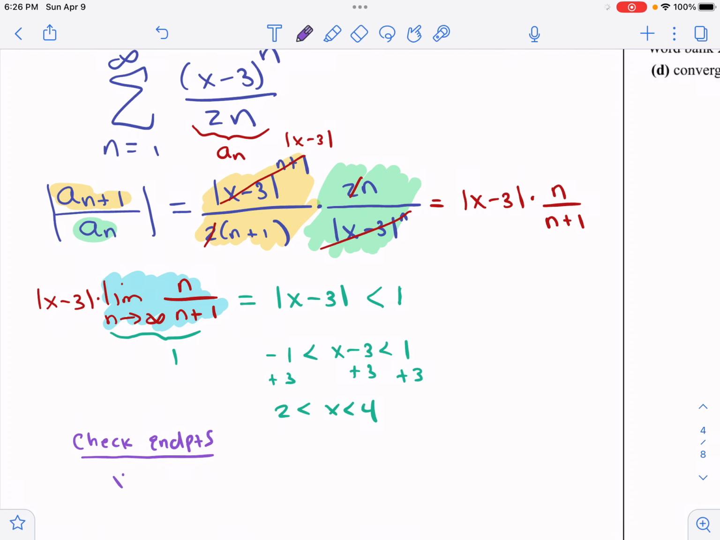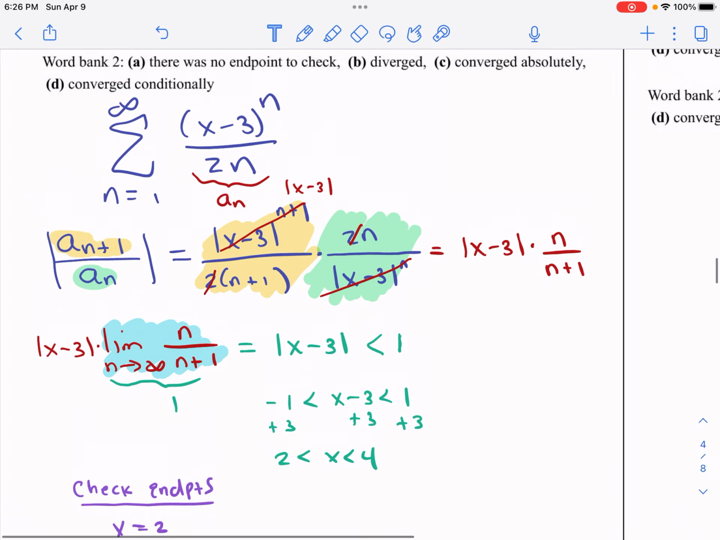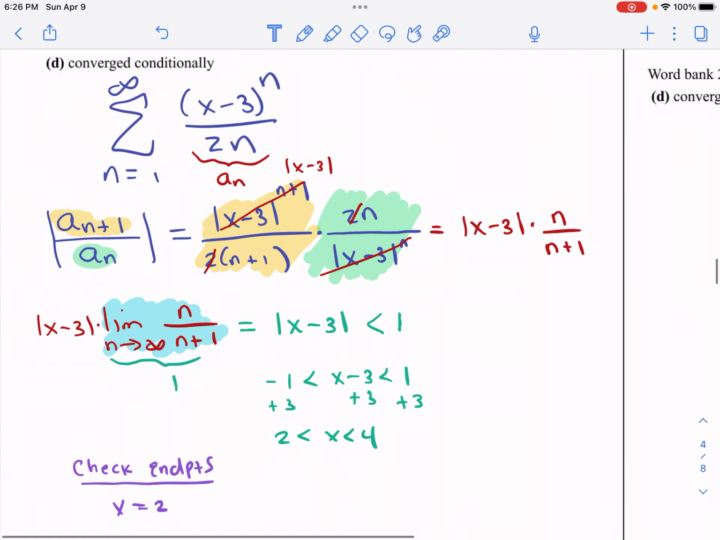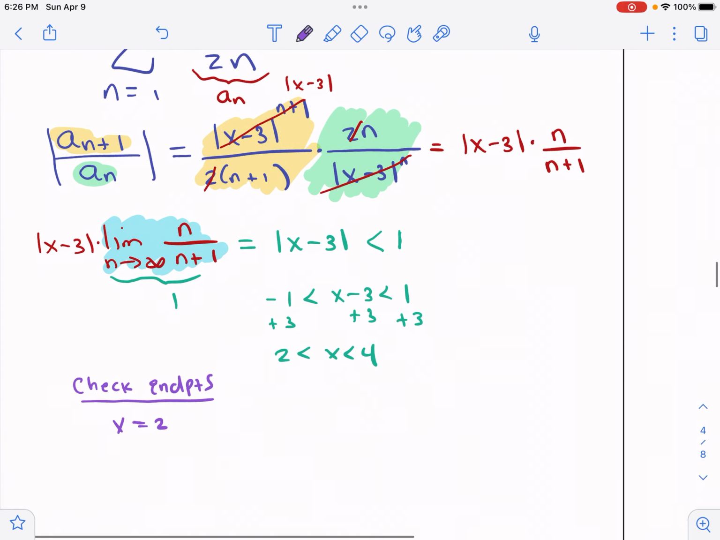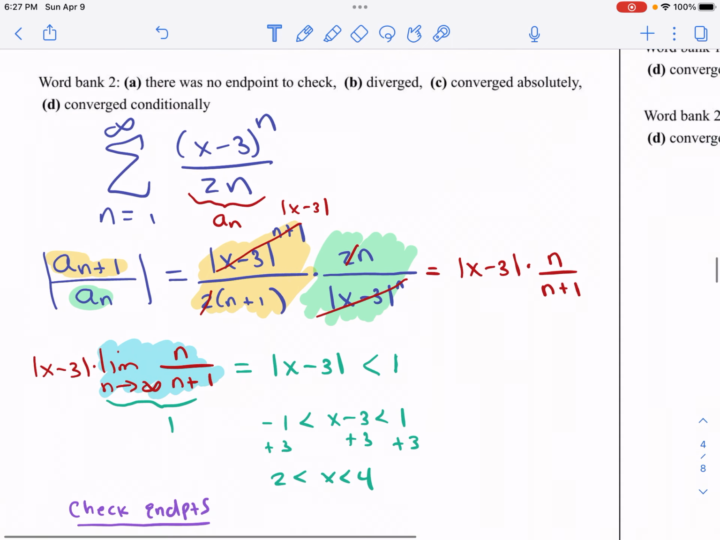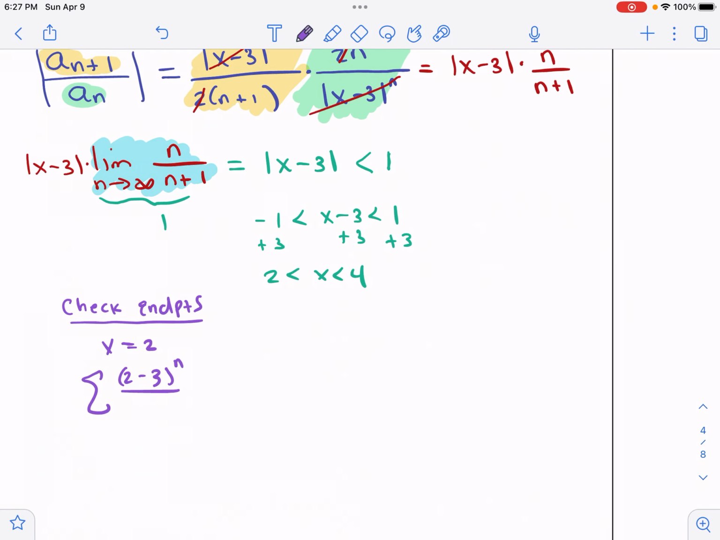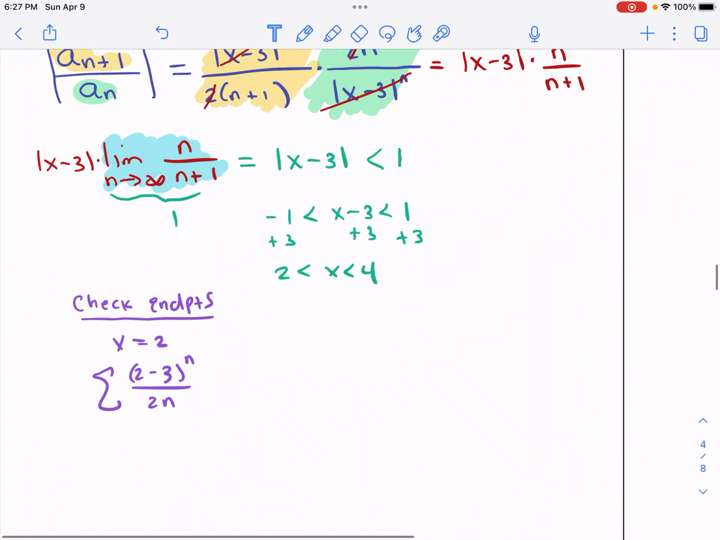Okay, so let's just plug in x equals 2. So go back to the original series, and if I put a 2 in the spot of an x, I'll just write it out. I'm going to get (2 minus 3) to the n divided by 2n, where n goes from 1 to infinity. Okay, so let's clean this up. 2 minus 3 is -1, so I get (-1) to the n divided by 2n.